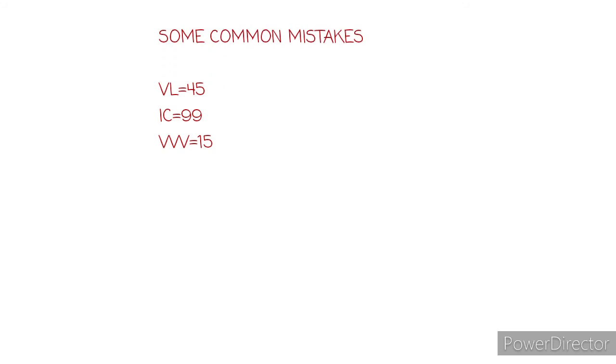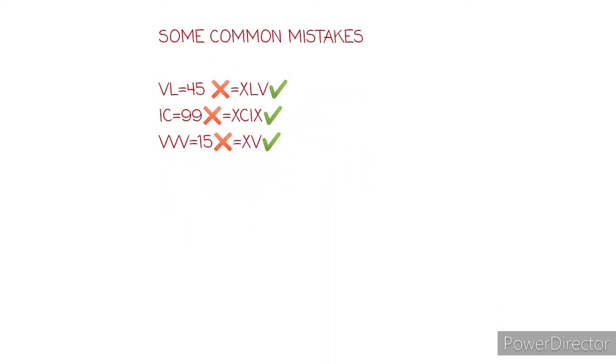Next, let's look at some common mistakes while writing Roman numbers. The common mistakes include 45, which we used to write as VL, and 99, which we used to write as IC. All those are wrong. And 15 as VVV is absolutely wrong.